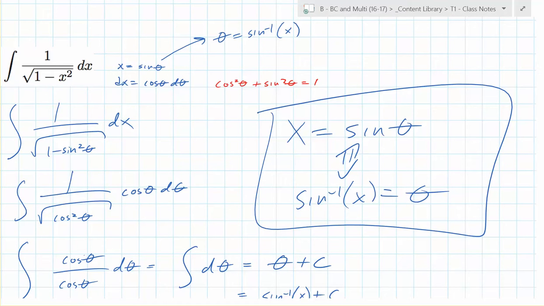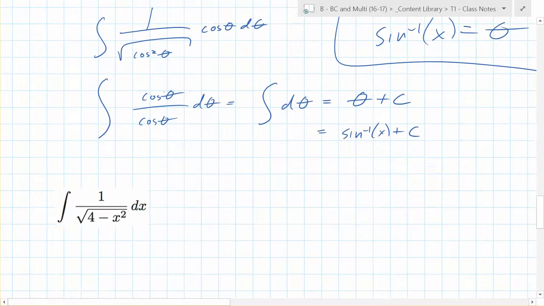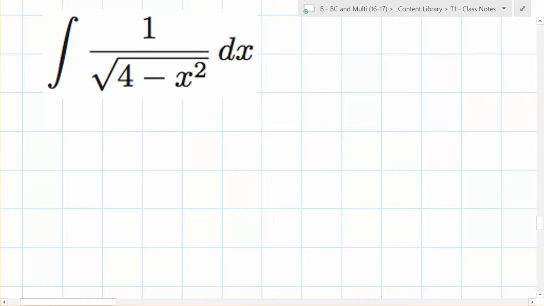Not going to dwell on it. That is the definition of sine inverse. Okay, let's just talk about this one briefly. What's the only difference here?